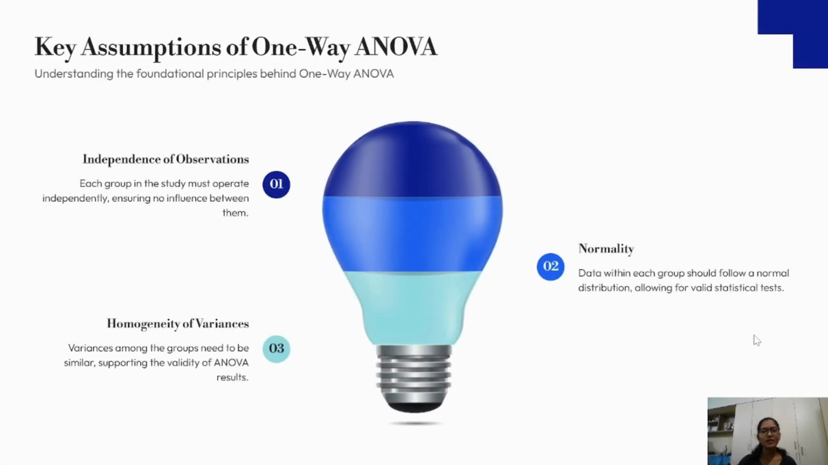Key assumptions of one-way ANOVA: independence of observations. Each group in the study must operate independently, ensuring no influence between them. Homogeneity of variances: variances among the groups need to be similar, supporting the validity of ANOVA results. Normality: data within each group should follow a normal distribution, allowing for a valid statistical test.